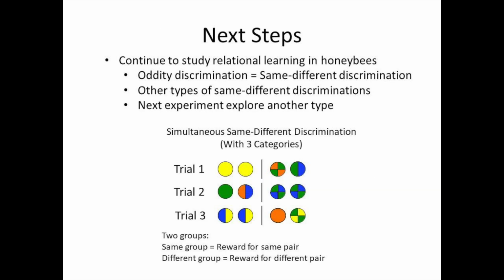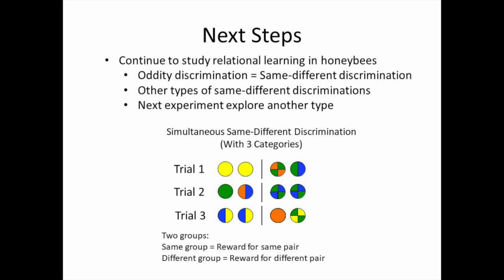We can continue to study relational learning in honeybees. The oddity discrimination is a simple form of same-different discrimination. There are other types of same-different discrimination experiments, and a follow-up experiment explores another type, and it's specifically called simultaneous same-different discrimination. In this type of experiment, there are 2 groups being tested, the same group and a different group. The same group would be rewarded for picking the same pair of stimuli, while the different group would be rewarded for picking the non-identical pair or the different pair.